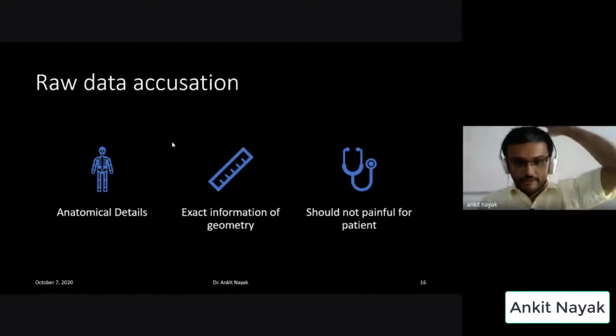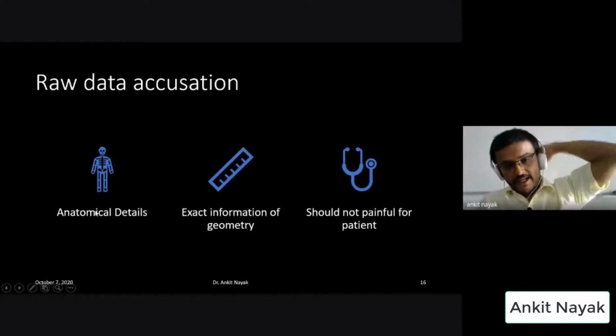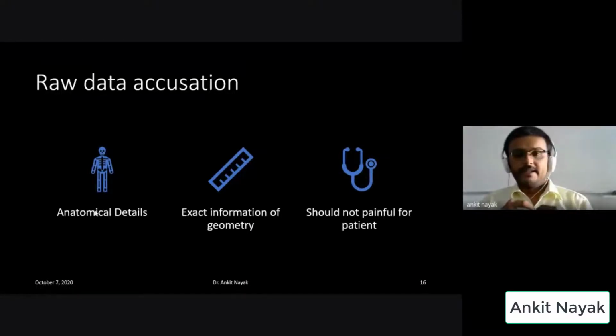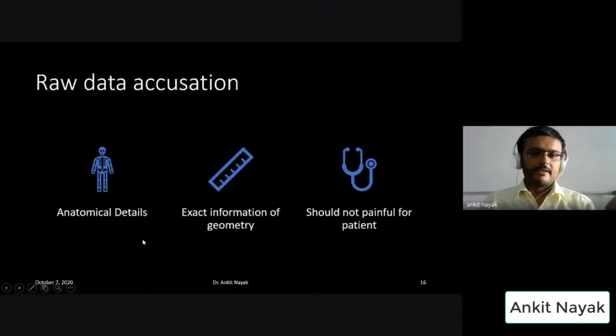The raw data includes the anatomical data. Anatomical data includes the shape of the bone, the neighbor bones and their specifications, and blood vessels, and any other anatomical complications. So we require to acquire the raw data which should have the anatomical data, the exact information of the geometry of any body part for which you want to generate the model.